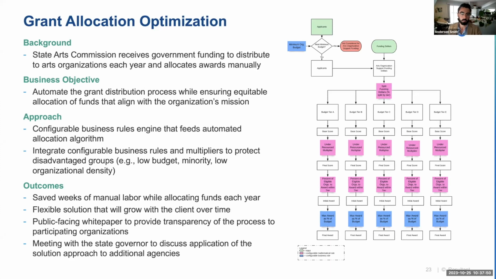So some of the outcomes there were, for them, it saved weeks of manual labor while allocating those funds each year. It's a flexible solution for them that can grow over time. And then, of course, the most important component for them is it really helped them to better serve some of those disadvantaged groups that they wanted to focus on.